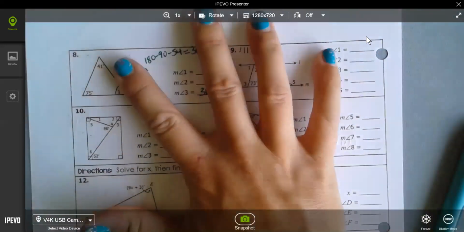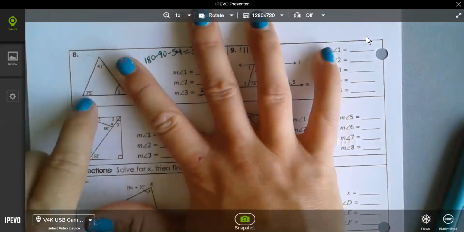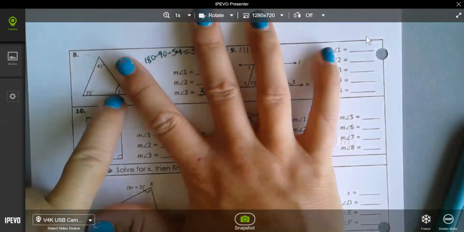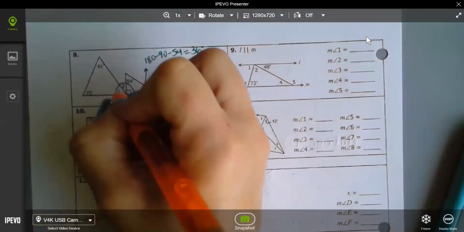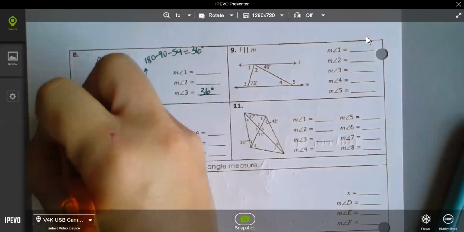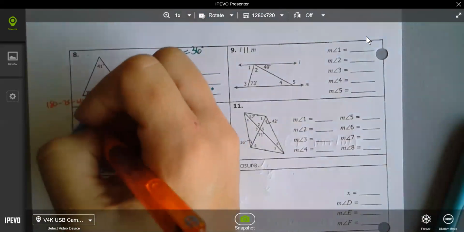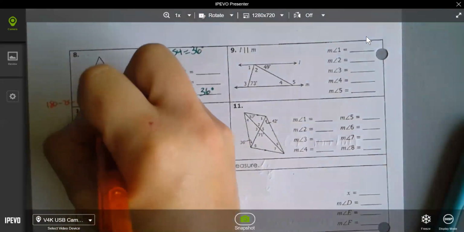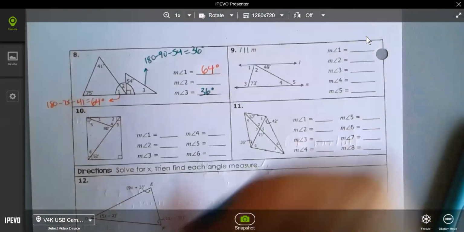All right, what about this triangle? That's 41, that's 75, which means that I can find angle 1. So angle 1 is going to be 180, it's a triangle. Subtract the 75, subtract the 41, and then that gives us 64 degrees. So angle 1 is 64 degrees.